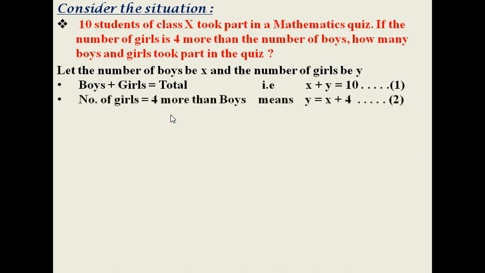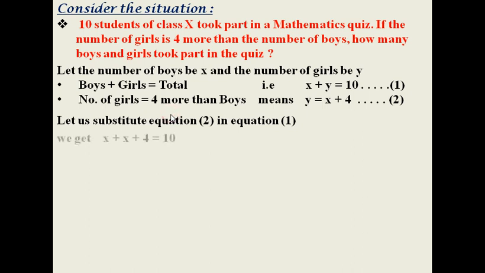According to the second statement, the number of girls is 4 more than boys, which means y is equal to x plus 4. That is, we have to write the given statements in equation form. Let us substitute equation 2 in equation 1. We get x plus x plus 4 is equal to 10.